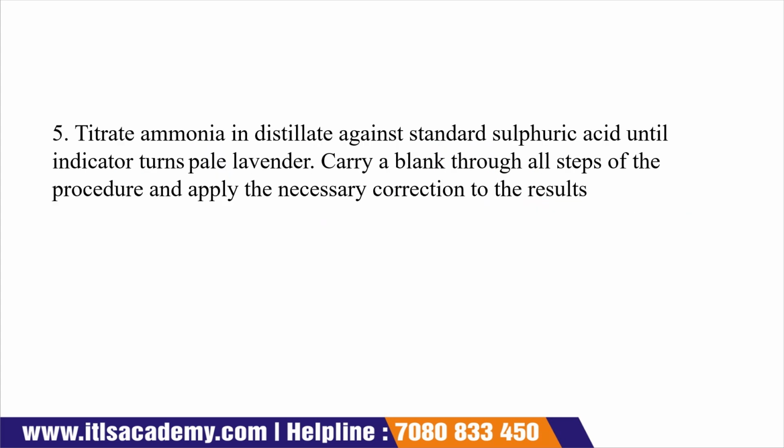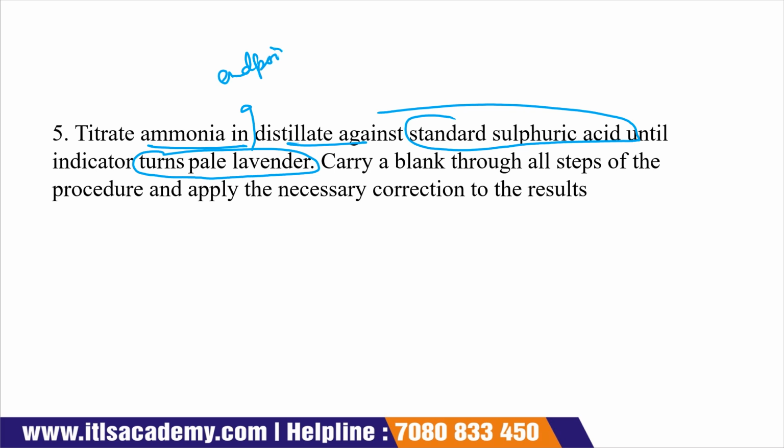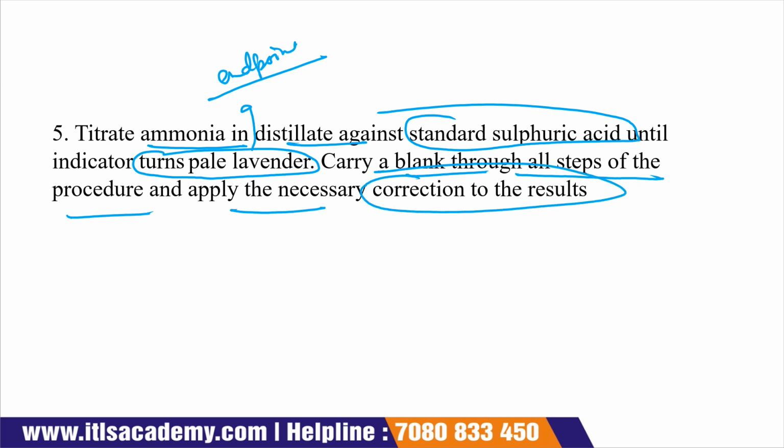So this is about the procedure. Now the last step is that we have to titrate the ammonia in the distillate against a standard sulfuric acid solution until the indicator turns a pale lavender color. So this is the end point. Pale lavender color is the end point, and we also take a blank solution through all the steps of the procedure and then apply the necessary correction to the result.